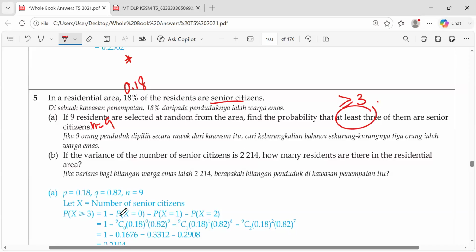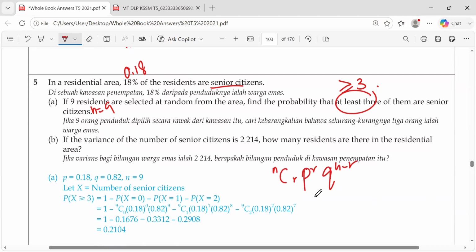So you just substitute using the formula again, and then you just substitute 0, and 9 minus 0, we get 9. This is 1. And then using the calculator, you have to show it one by one. Q is 1 minus 0.18, I get 0.82.